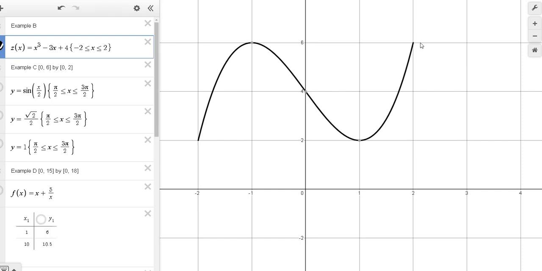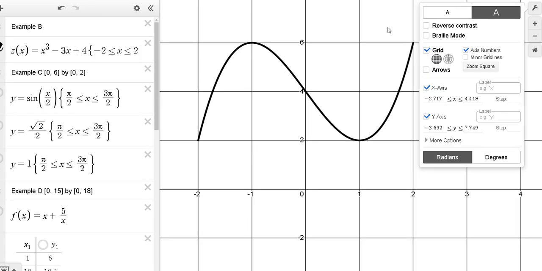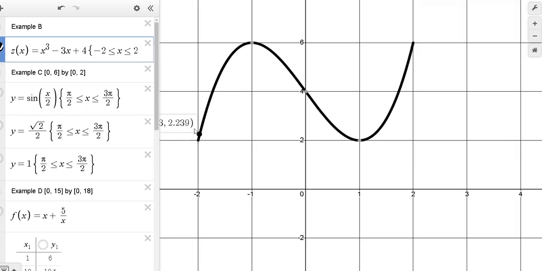Let's take a look at this relative to the mean value theorem. First of all, is this a continuous function on that interval? Is our function continuous? Yeah, polynomials are always continuous, so that's kind of a nice thing about polynomials. We're going to take advantage of that in Calc 2.